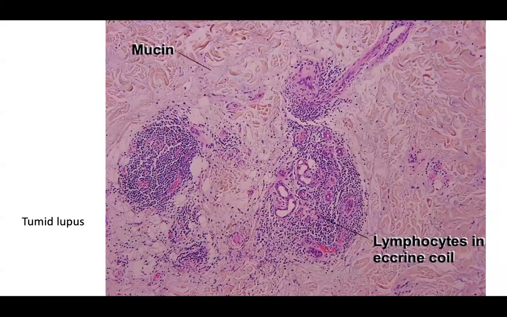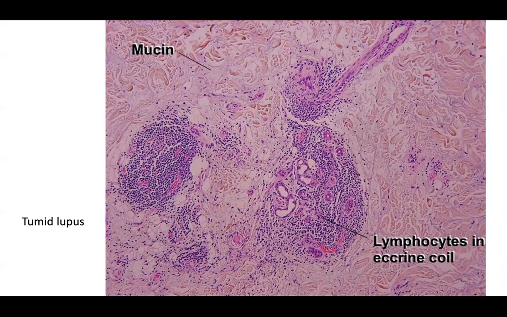Now, tumid lupus also shows a nice perivascular and periannexal lymphocytic inflammation and periecrine with abundant mucin within the epidermis or within the dermis. Usually the epidermis is not heavily involved in tumid lupus and the basement membrane is left intact. So that's why you don't get a great destruction of the basement membrane in tumid lupus, and it will not ultimately end up in a scarring process.